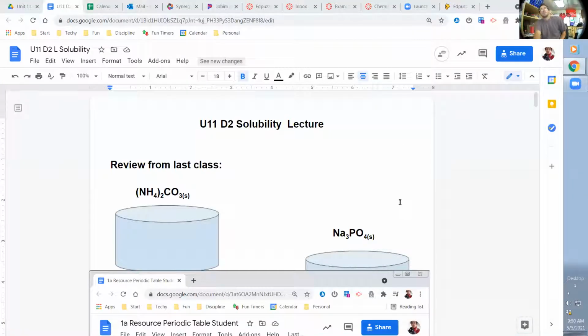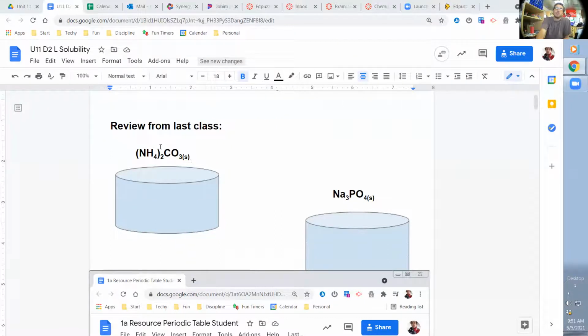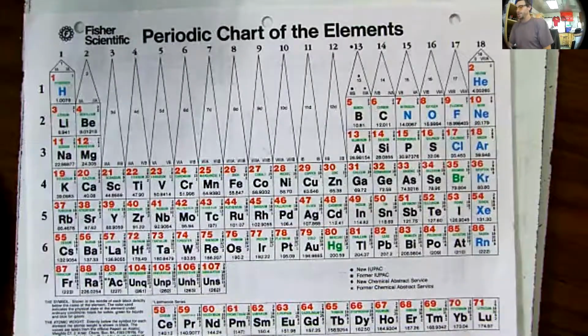All right, students, here it is, solubility lecture. We're going to review what you're supposed to do from last class. So what I'd like you to do right now is draw the ions in the solution. That's the cup right here, the cup of water, for both of these two equations, for both of these two formulas right here. Pause the video and draw those out and write the equations, and I'll show the answer to you shortly.